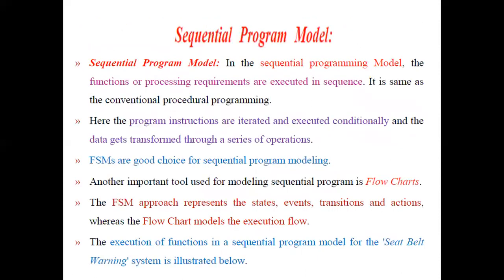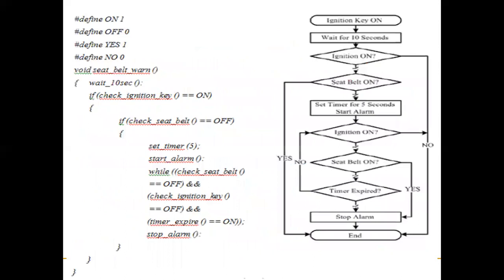So next is the sequential program model. In the sequential program model, the functions or processing requirements are executed in sequence, as the name indicates. Here the program instructions are iterated and executed conditionally, and the data gets transferred to a series of operations. Finite state machines are a good choice for sequential program modeling. So here is the example.